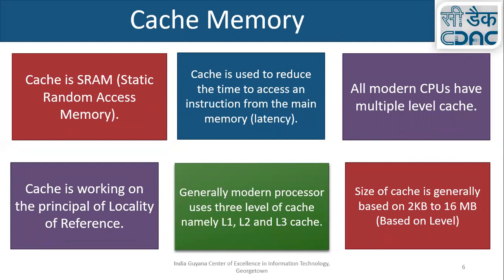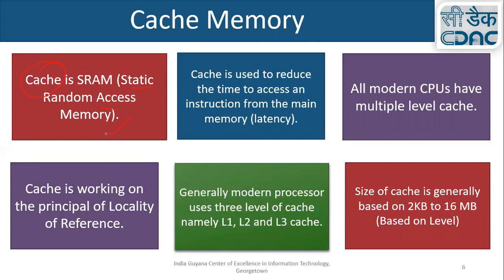Okay, so register is the static RAM, and cache memory is also a static RAM. So your two fastest memories are of type static RAM. Register is the fastest, and cache is the second fastest type of memory. Good. Then remember this statement.